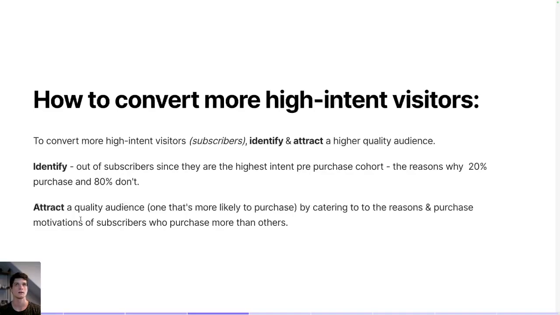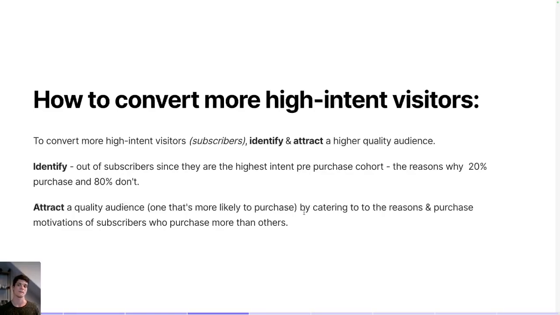So how to convert more high intent visitors? To convert more of your subscribers, or the highest intent pre-purchasers, identify and attract a higher quality audience. Identify out of the subscribers the reasons why 20% purchase and why 80% do not. And attract a higher quality audience, or one that's essentially more likely to purchase than others, by catering to the reasons and purchase motivations of subscribers who purchase more than others.